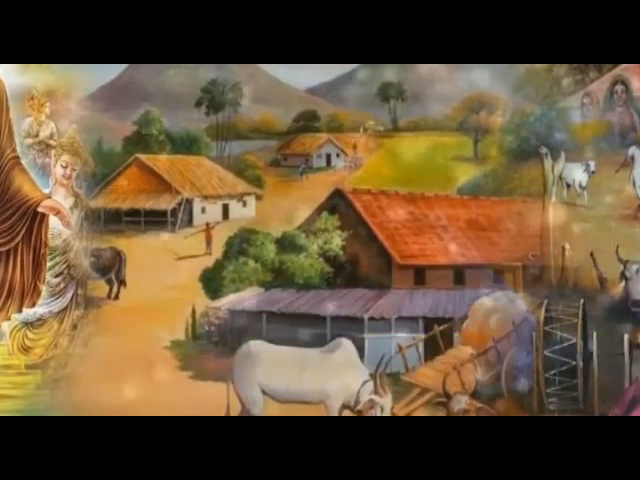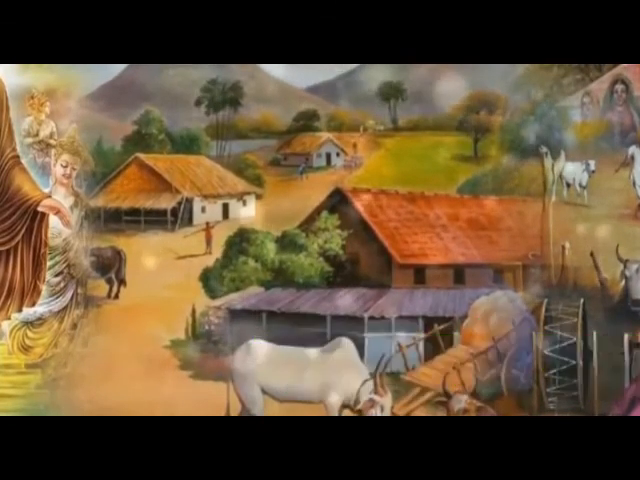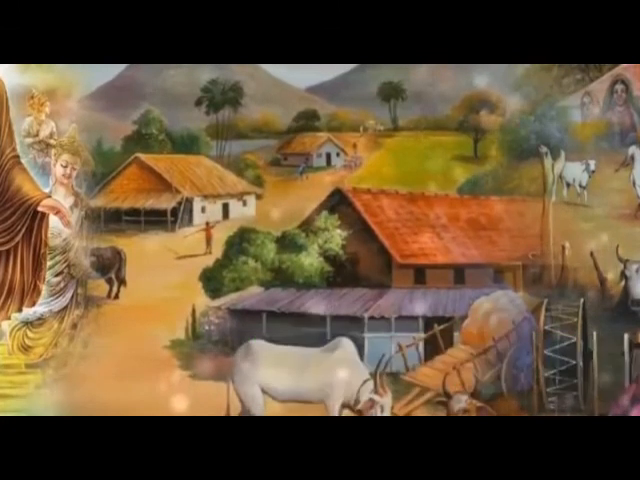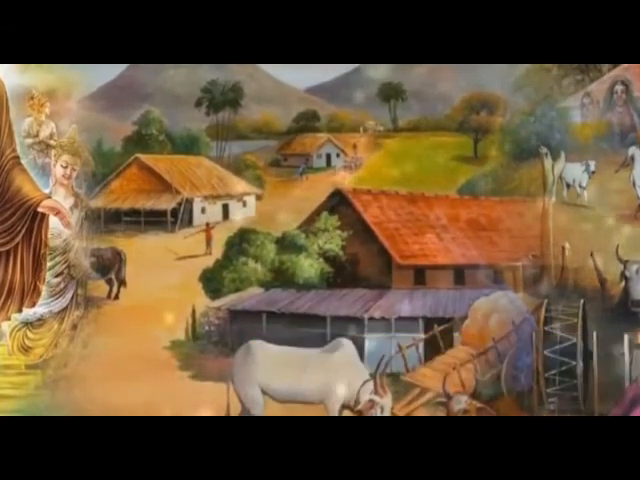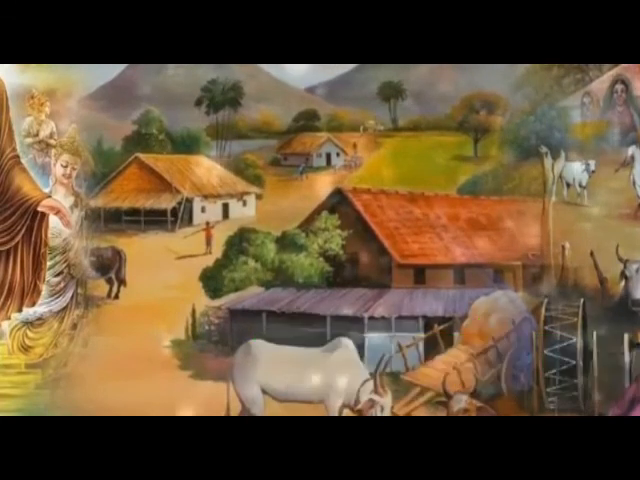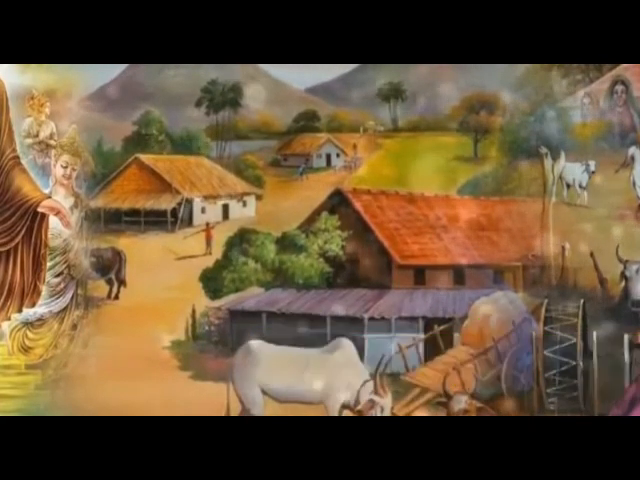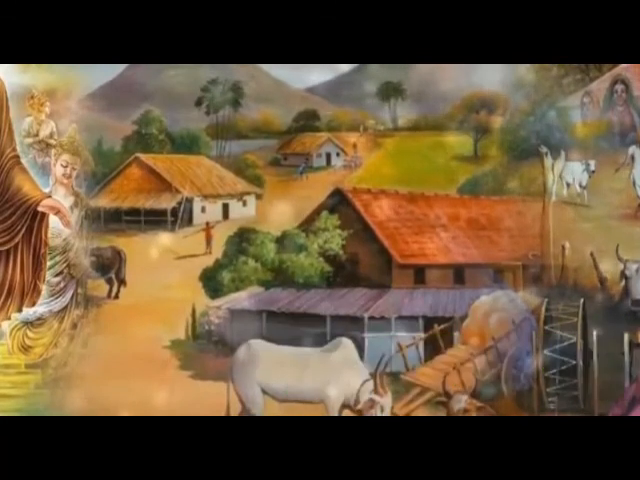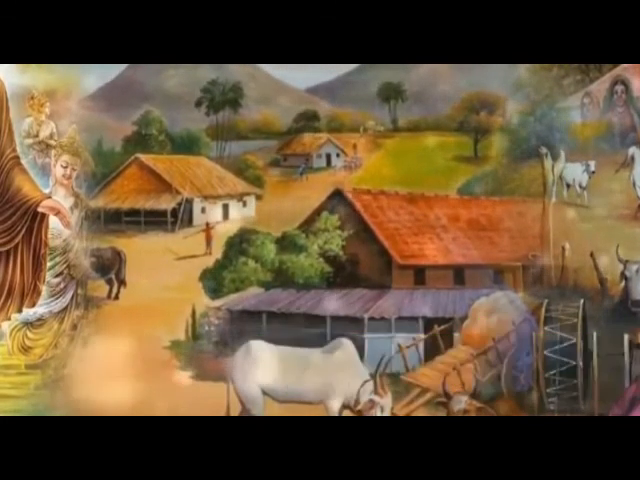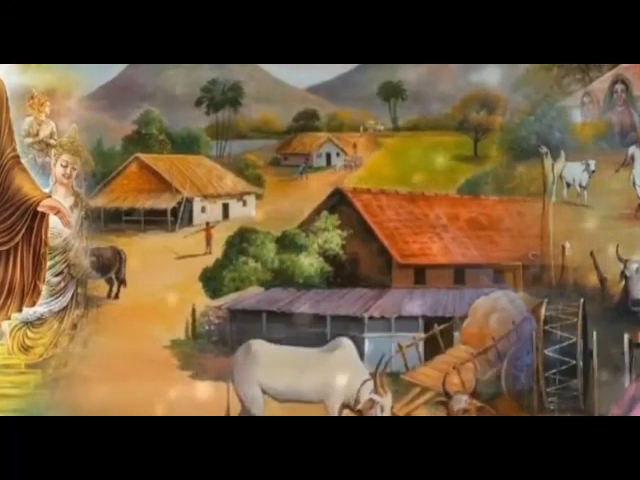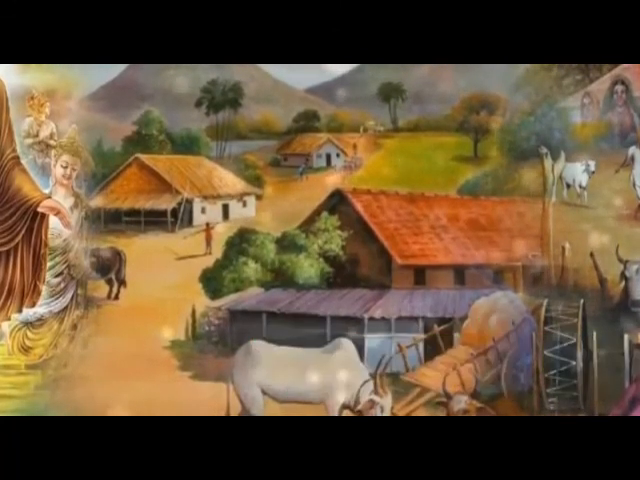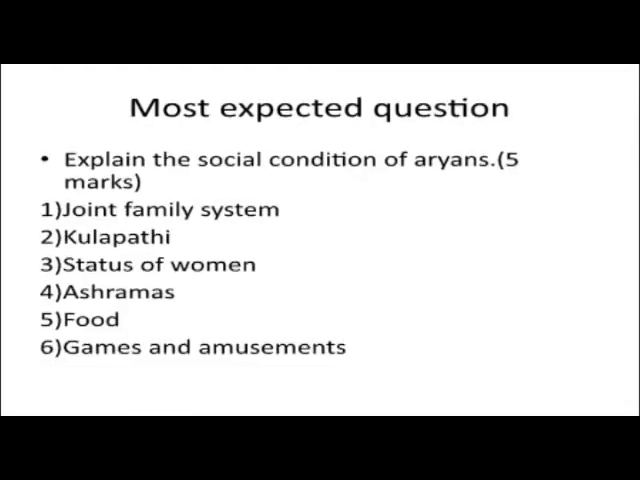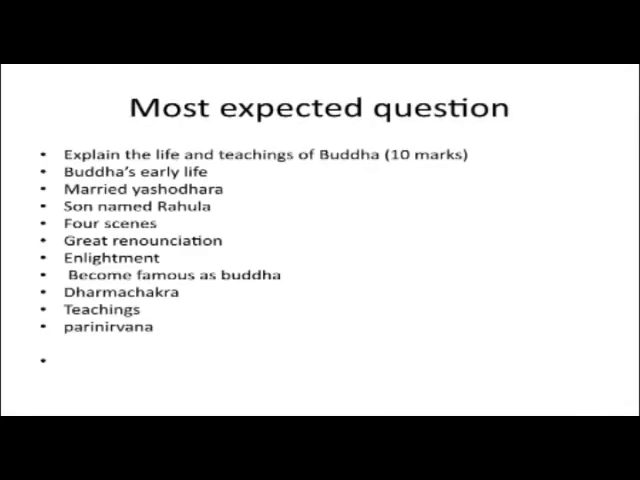In all these three scenes he found only sorrows and sufferings. But in the last scene, that is the sage, he found happiness. So Siddhartha was very curious to know the root cause for sorrow. Why do people get sorrow? For that, he decided to renounce worldly life. He renounced his wife, child, parents and kingdom to find out the root cause for sorrows. This event is known as Great Renunciation.